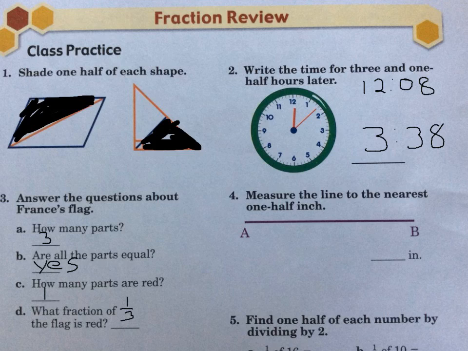Number 4, it's asking you to measure the line to the nearest 1/2 inch. If you were to take your ruler here and you measure from A to B, and then you got to figure out what your measurement would be and write it down below.